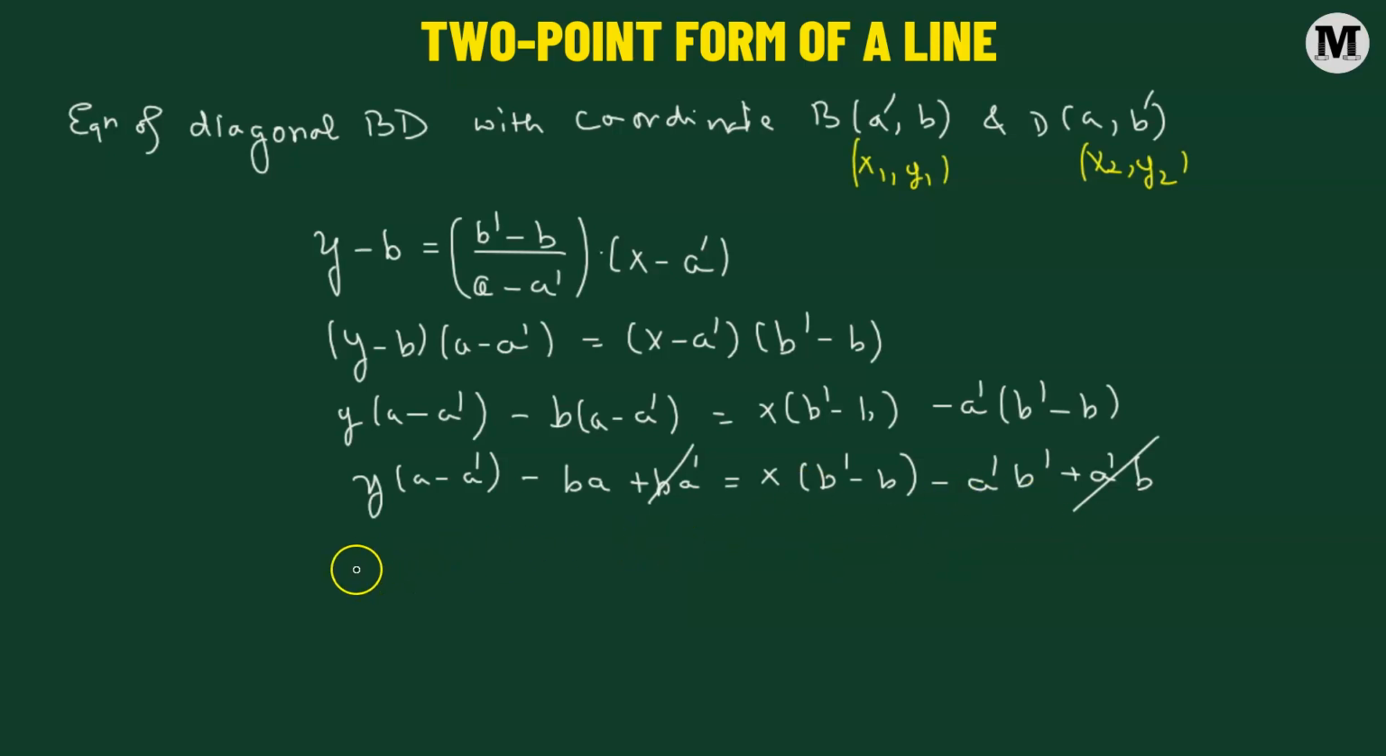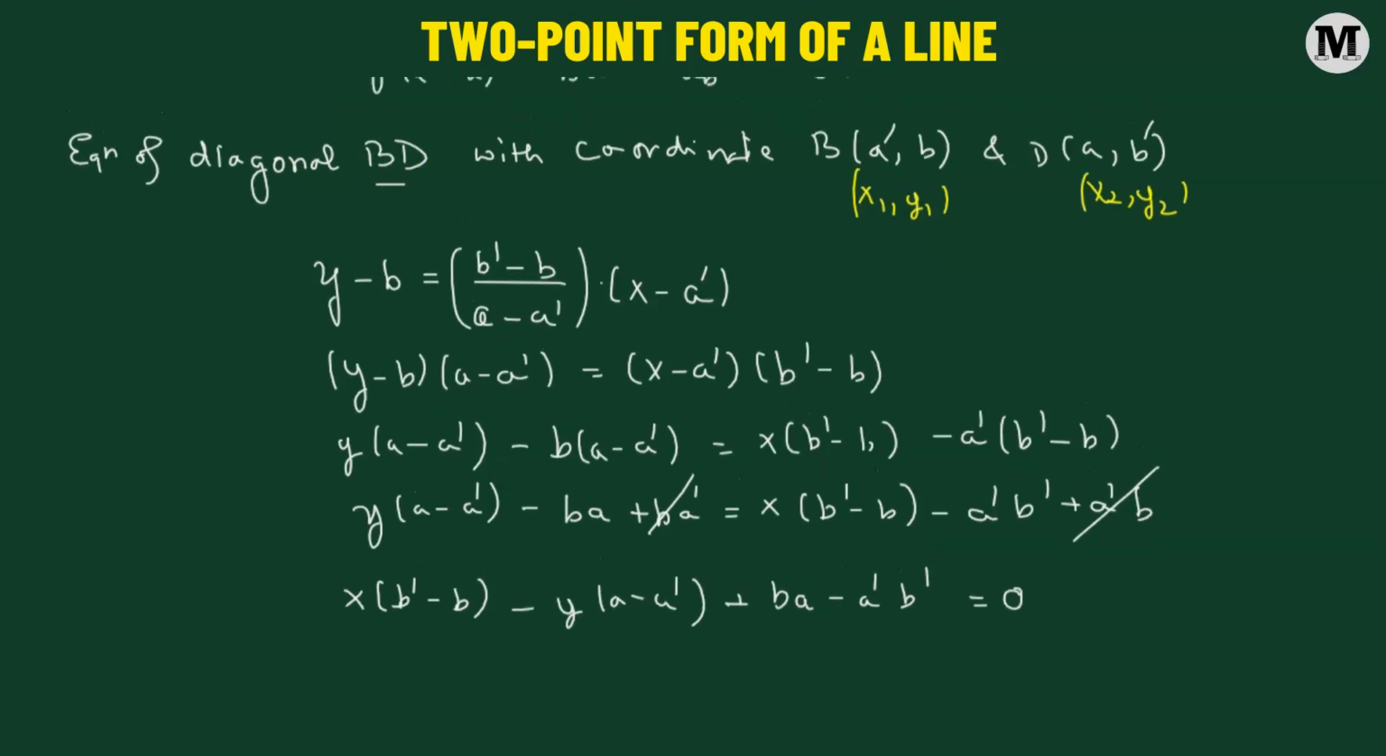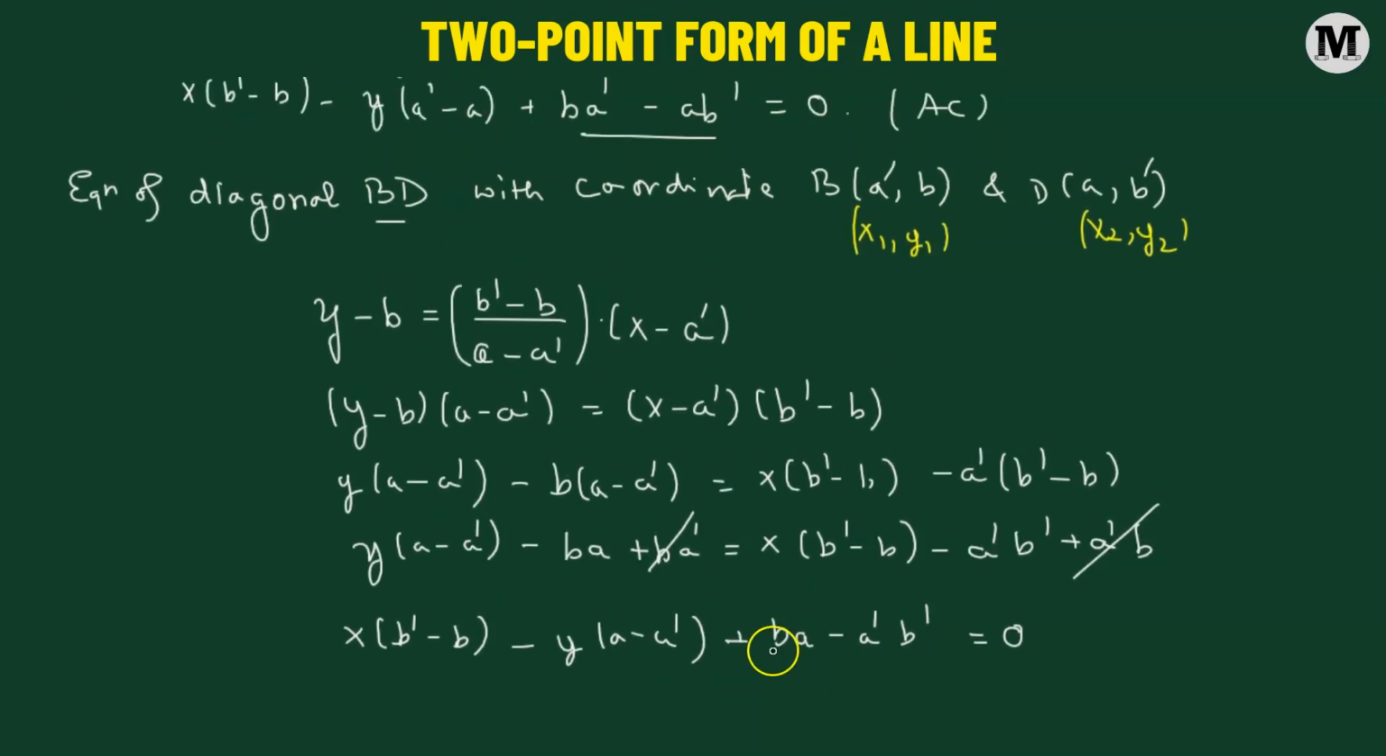We're going to rearrange the terms to get x times b prime minus b minus y times a minus a prime plus ba minus a prime b prime equals 0. So this is going to be the equation of the diagonal. Hence, we have successfully obtained the equations of the two diagonals of a rectangle using the two-point form of a line.